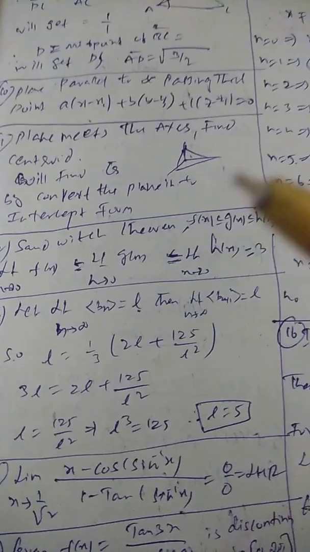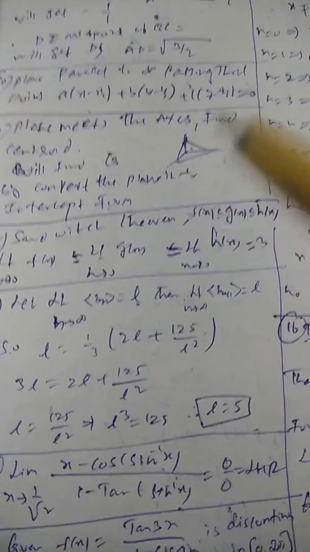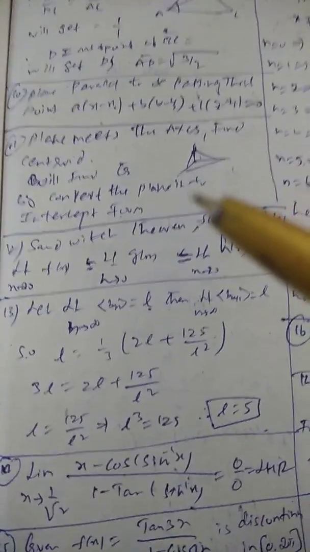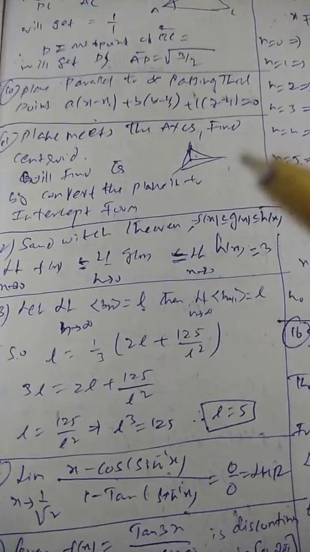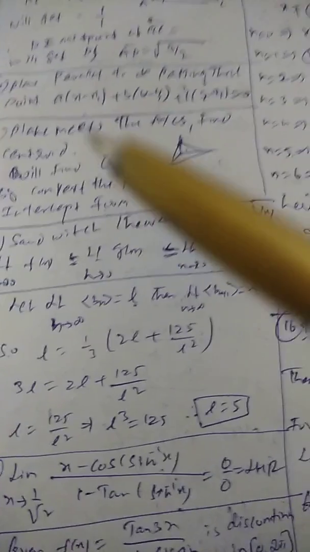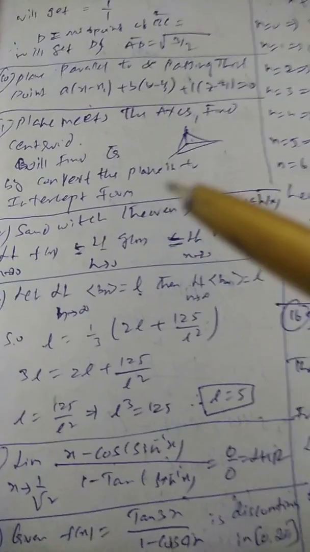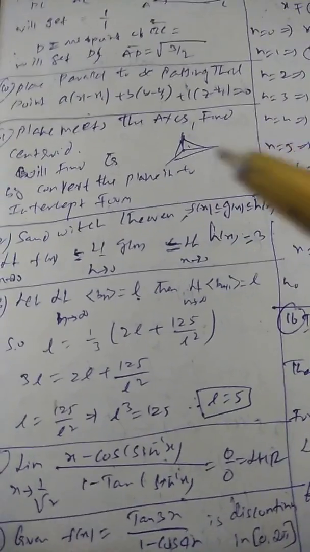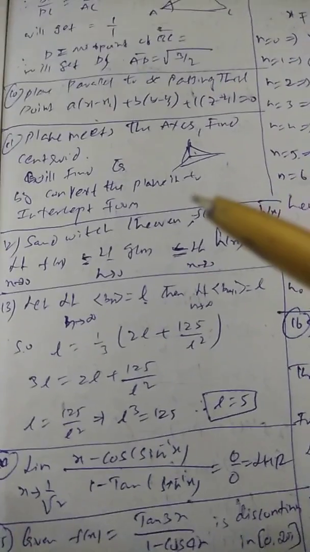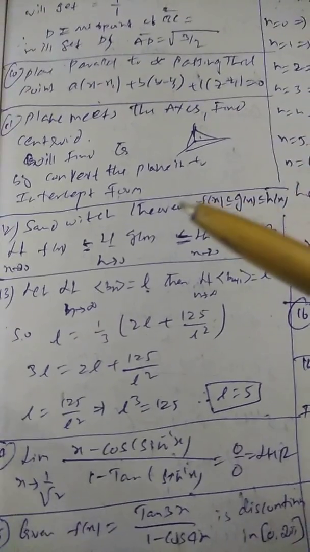And one more question. A plane meets the axes in 3 points. Then find the centroid of the plane. Since the plane meets the axes at 3 distinct points, first convert the plane into intercept form. We'll get the x-intercept, y-intercept and z-intercept. We'll get the points (A, 0, 0), (0, B, 0) and (0, 0, C). Then the centroid is (x1 plus x2 plus x3) by 3, (y1 plus y2 plus y3) by 3, (z1 plus z2 plus z3) by 3. Next.